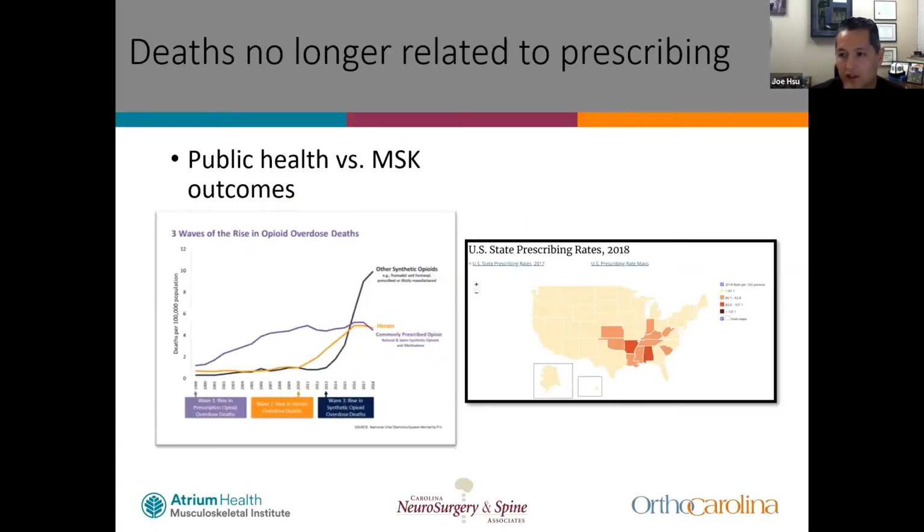And so that's one of the challenges now, is that the deaths are really no longer related to prescribing. Prescribing has gotten better. And again, the goal is not to restrict opioids. The goal is to balance the appropriate use of opioids and other types of pain medication that are non-opioid related. But these deaths are no longer related to prescribing.